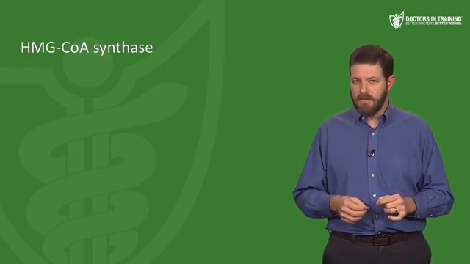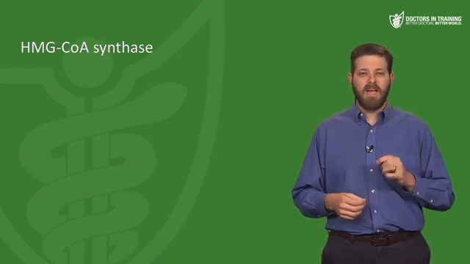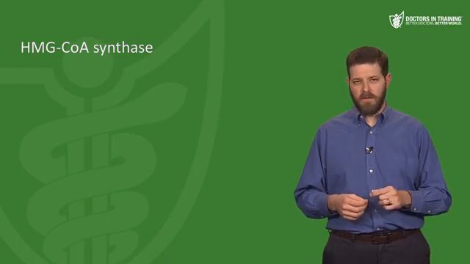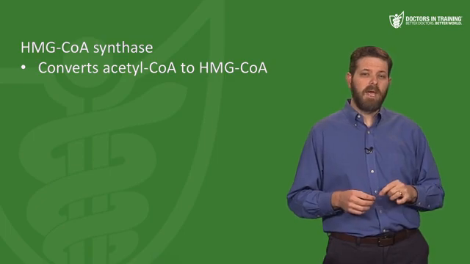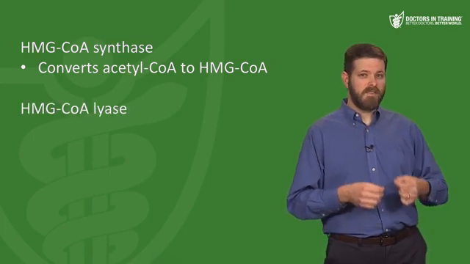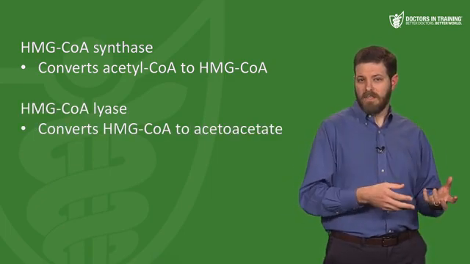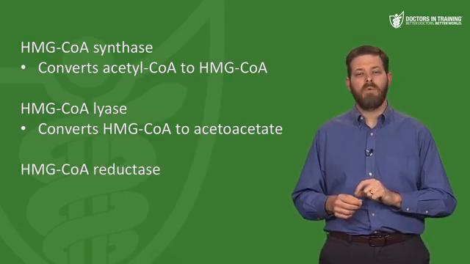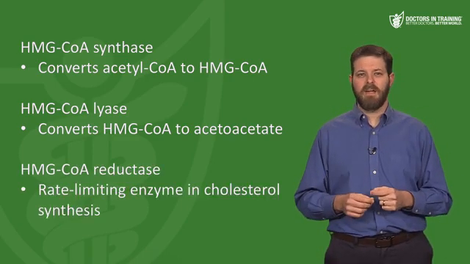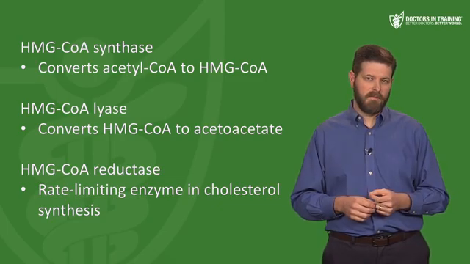You should also know that the rate-limiting enzyme in ketogenesis, the synthesis of ketone bodies, is HMG-CoA synthase, which converts acetyl-CoA to HMG-CoA. And then the enzyme HMG-CoA lyase converts that HMG-CoA to acetoacetate. Now, don't get these enzymes confused with HMG-CoA reductase, which is the rate-limiting enzyme in cholesterol synthesis.